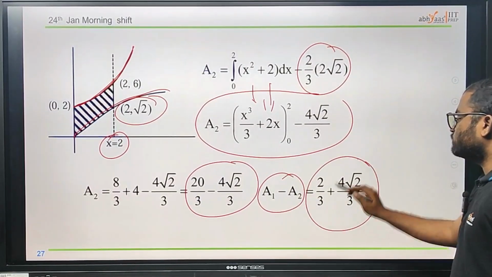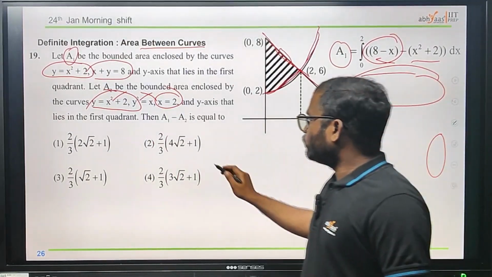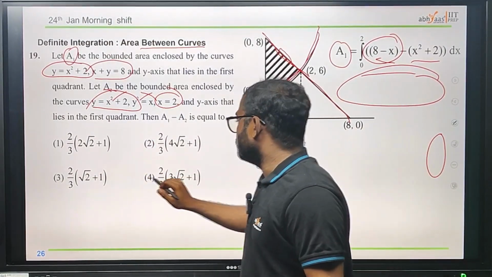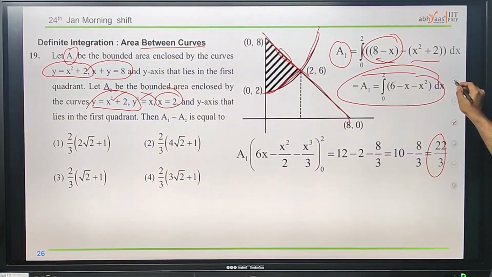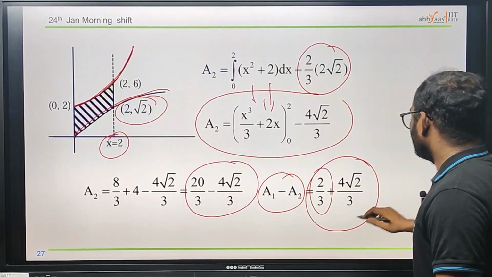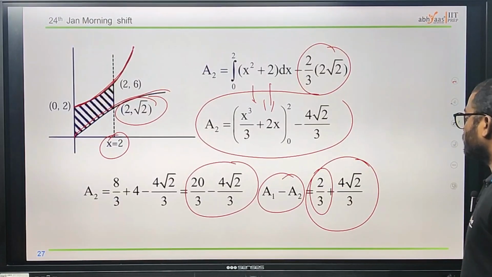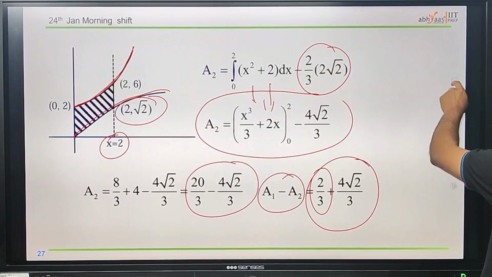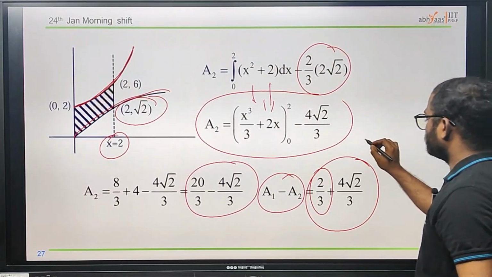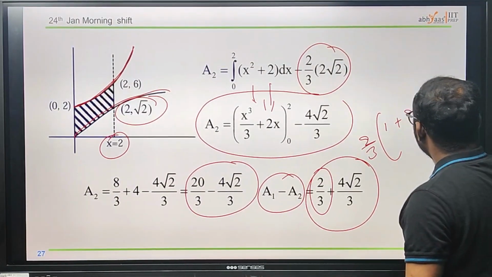We will get 2 by 3 plus 4 root 2 by 3. Okay, 2 by 3 plus 4 root 2 by 3, that is this one. We just take 3 as common here. Taking 3 as common, that means 2 by 3 times (1 plus 2 root 2), like this one.